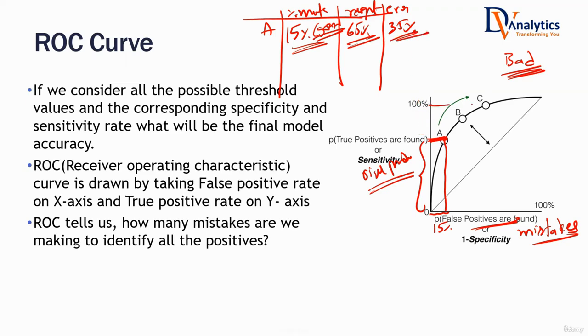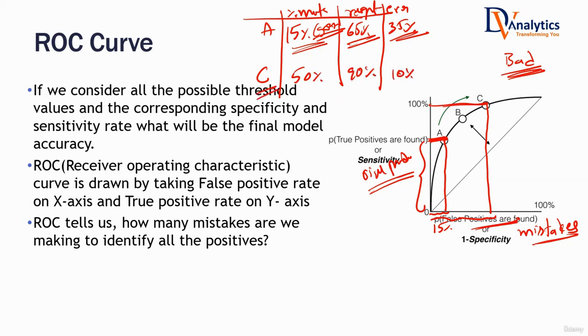Now let us see scenario C. In scenario C, what is the percentage of mistakes that you make if you go with the threshold that will give you scenario C? Roughly around how much? The percentage of mistakes will be around 50%. Percentage of right predictions? Roughly it is coming around 90%. Percentage of errors will be 10%.